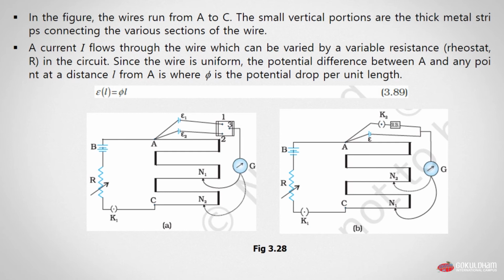A current I flows through the wire, which can be varied by a variable resistance, rheostat R, in the circuit. Since the wire is uniform, the potential difference between the point A and any point at a distance of L from A is phi into L, where phi is the potential drop per unit length. So we get the EMF of length L is equal to phi into L, which is our equation 3.89.